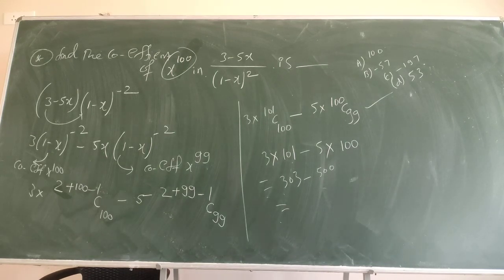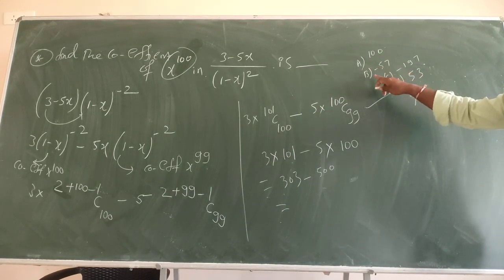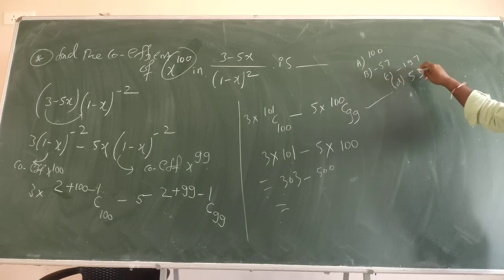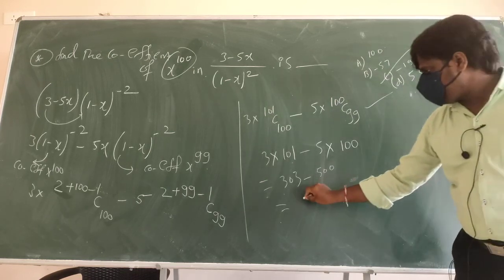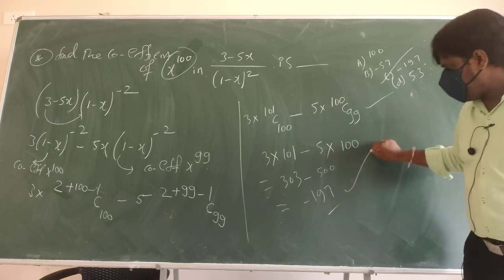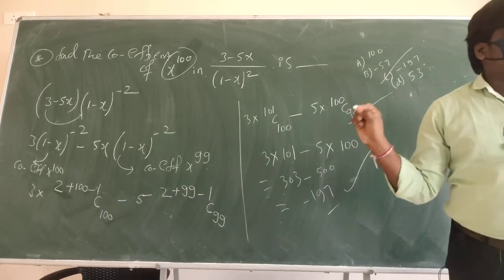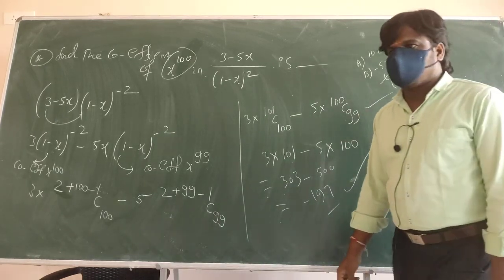These are the options given in this question. A is 100, B minus 57, C minus 1. So C is the right answer. So answer is C. Such kinds of questions we do like this. Is it clear? Shruti?